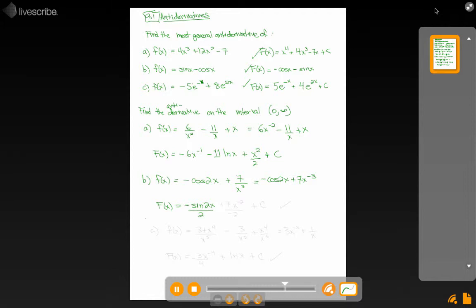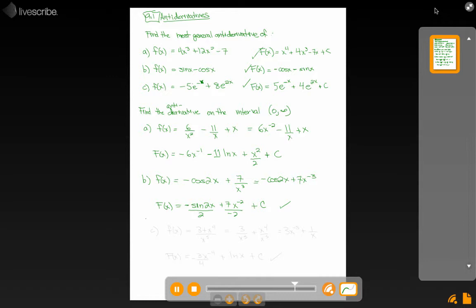Now, the second piece of that, we have this 7x to the negative 3. Well, the antiderivative of x to the negative 3 is x to the negative 2 over negative 2. So I still have this plus 7 business, and then plus c. You could tidy that up a little bit by saying minus 3.5 x to the negative 2, or minus 7 over 2 x to the negative 2. But if you differentiate this function, you'll end up where we started.